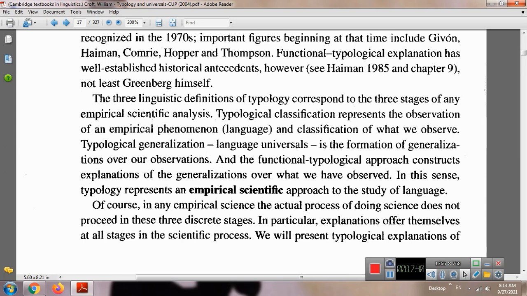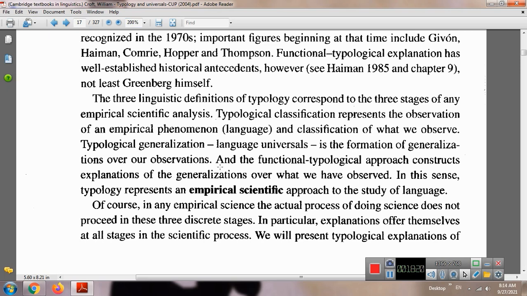Dear student, in this paragraph, we will read the summarization of these three definitions. The three linguistic definitions of typology correspond to the three stages of any empirical scientific analysis. Typological classification represents the observation of an empirical phenomenon or language and classification of what we observe. Typological generalization, language universals, is the formation of generalization over our observation.